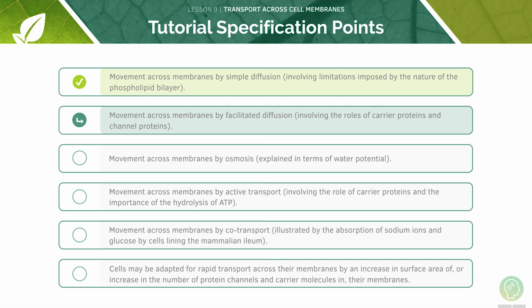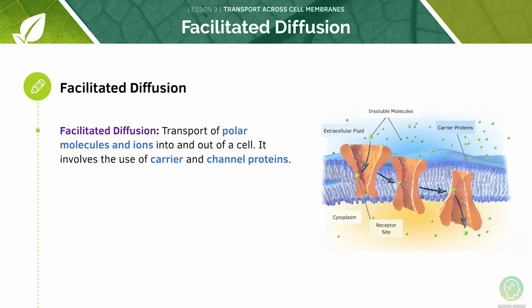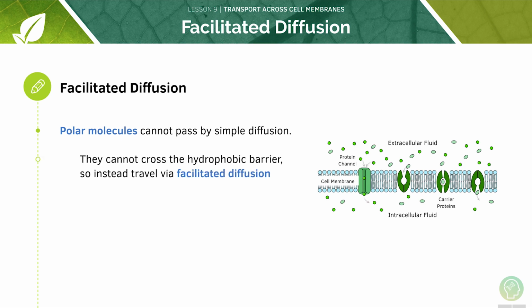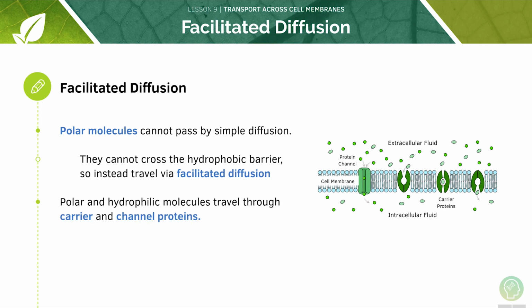Now let's look at facilitated diffusion. This is the transport of polar molecules and ions into and out of a cell, involving the use of carrier and channel proteins. Polar molecules cannot pass by simple diffusion. They cannot cross the hydrophobic barrier, so instead will travel via facilitated diffusion, and polar and hydrophilic molecules will travel through carrier and channel proteins.